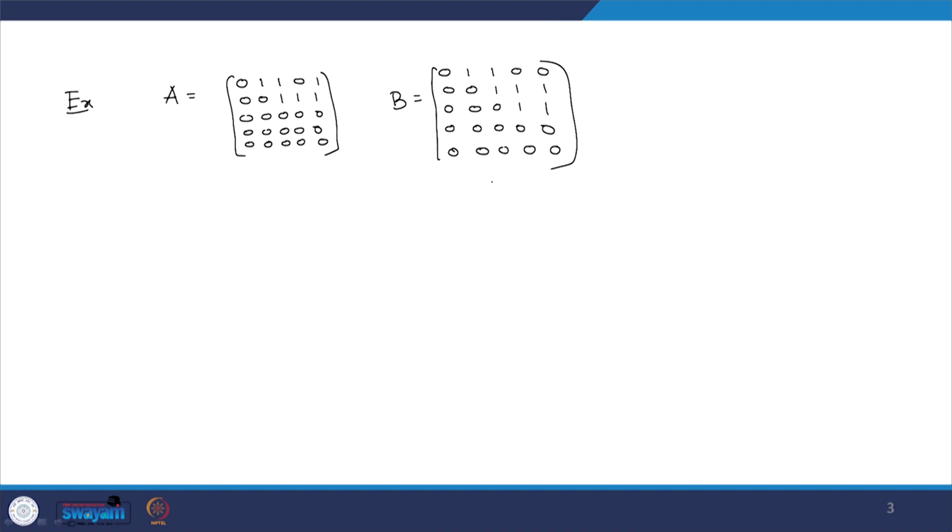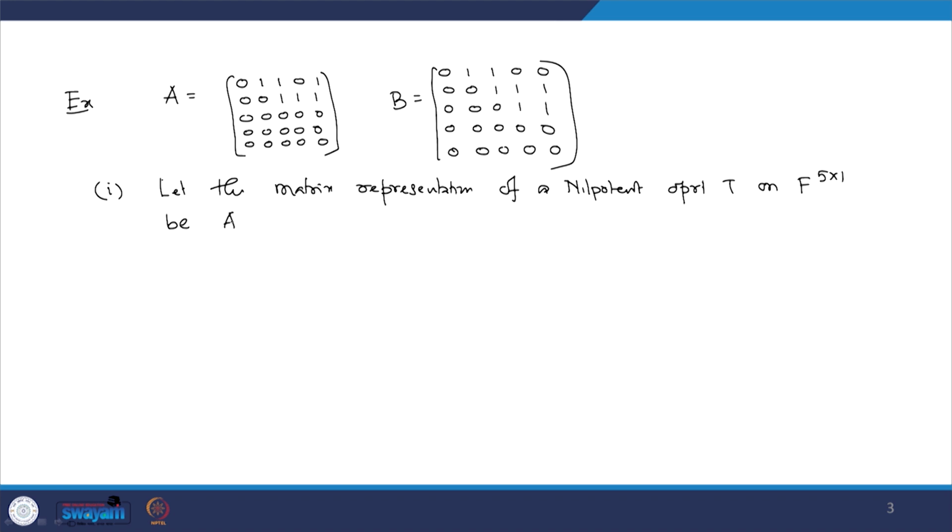For example, I have taken two matrices A and B, which are the matrix representations of nilpotent operators, say one is T and another is U. Let me consider first A: let the matrix representation of a nilpotent operator T on F^{5x1} be capital A, whereas I can consider another operator whose matrix representation with respect to the standard ordered basis, of course, on F^{5x1} is capital B.